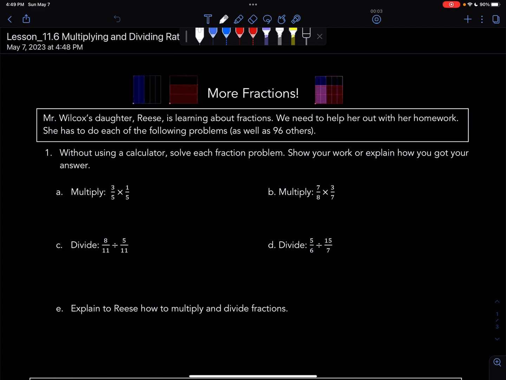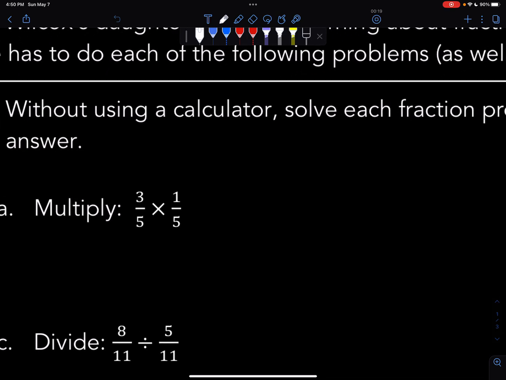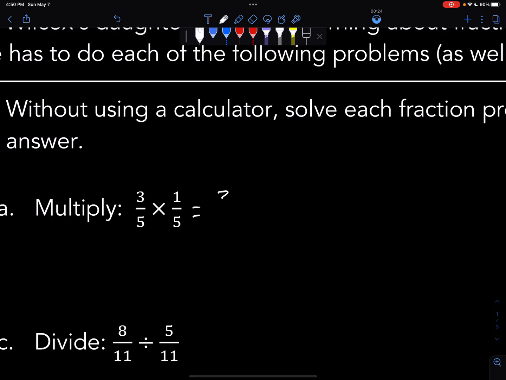All right. Today we're doing 11.6, multiplying and dividing rational expressions. So when we multiply these fractions, we multiply straight across, top and bottom. So if we look at this first fraction right here, we're going to multiply 3 times 1 to get 3 and 5 times 5 to get 25.